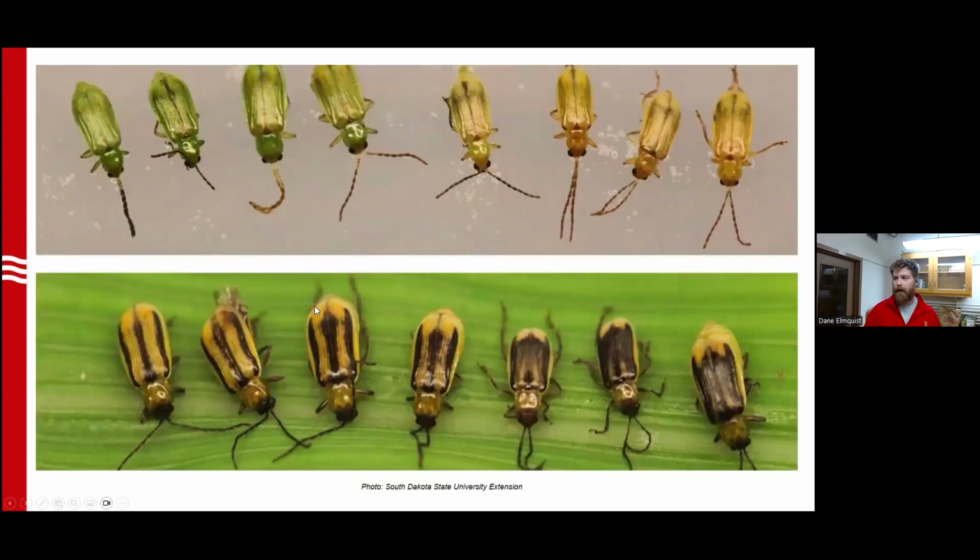So here's another kind of nice picture showing the incredible variation that can be present in the northern and western corn rootworm beetles here. So something to keep an eye out for. They're all not going to look picture perfect like we've seen in our textbooks.